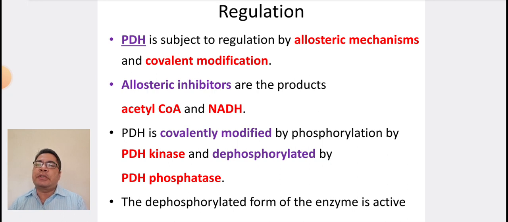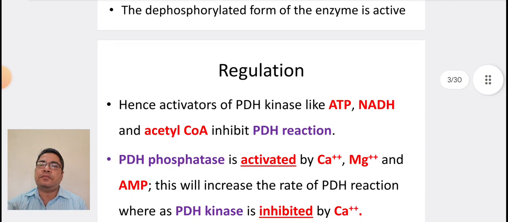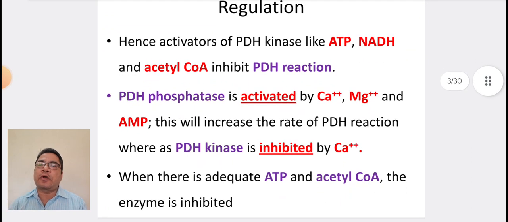Regulation. PDH or pyruvate dehydrogenase is subject to regulation by allosteric mechanisms and covalent modification. Allosteric inhibitors are the products NADH and acetyl-CoA. PDH is covalently modified by phosphorylation by PDH kinase and dephosphorylated by PDH phosphatase. The dephosphorylated form of the enzyme is the active form. Hence, activators of PDH kinase like ATP, NADH, and acetyl-CoA inhibit the PDH reaction.